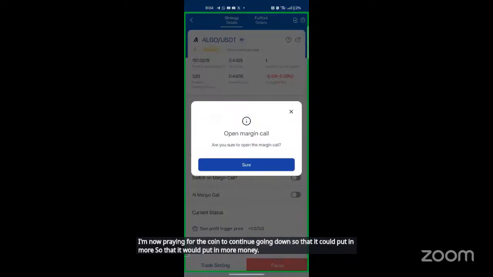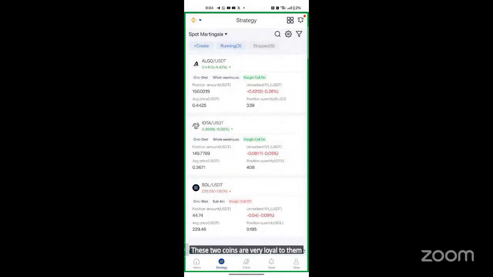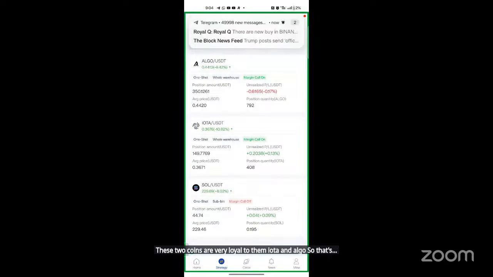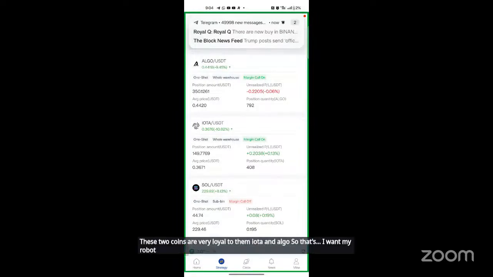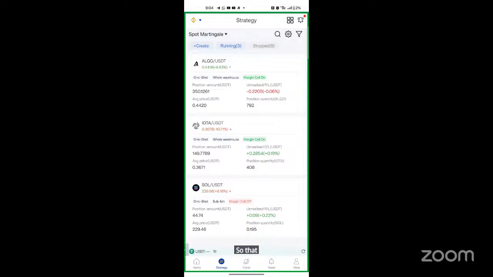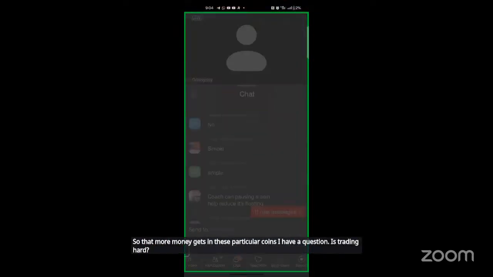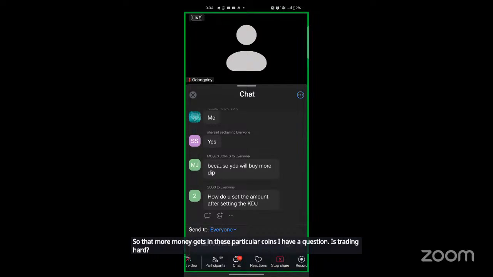Let me open my margin calls. These two coins, I'm very loyal to them, IOTA and Algo. I want my robot to open more margin calls, so that more money gets into these particular coins. I have a question. Is trading hard?